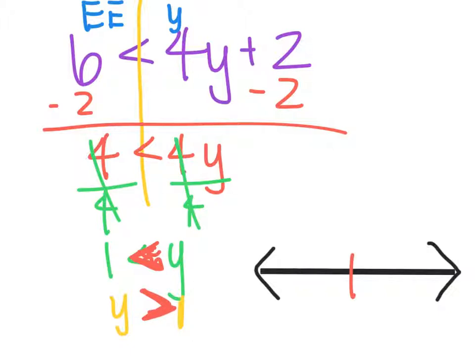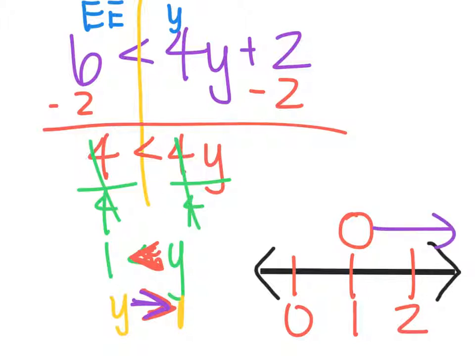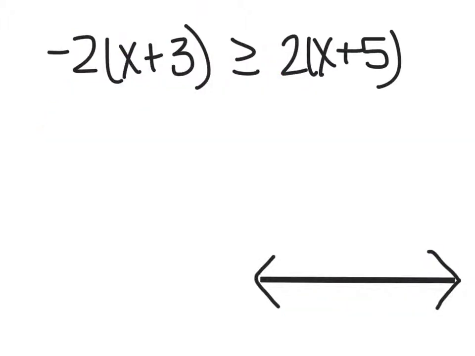So on my number line, I'm going to have 0, 1, and 2. My circle is going to be open because it was just greater than. And since my inequality sign is pointing to the right, I know that my line is going to point to the right as well. And lastly, the last one I'm going to do with you, this one's going to have some distributive property in it.